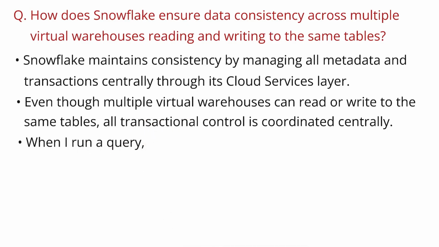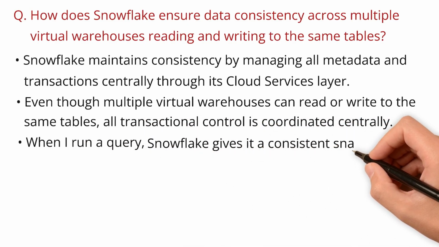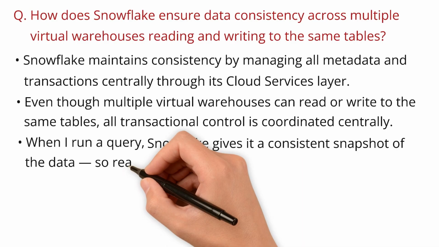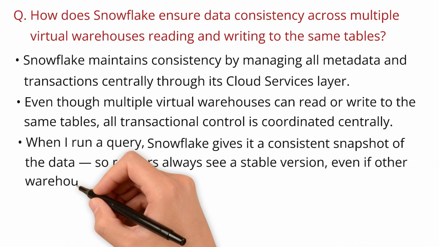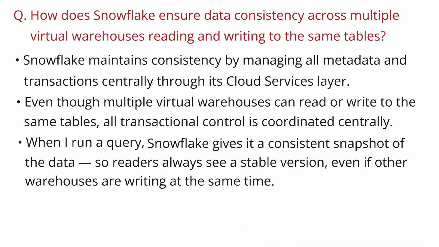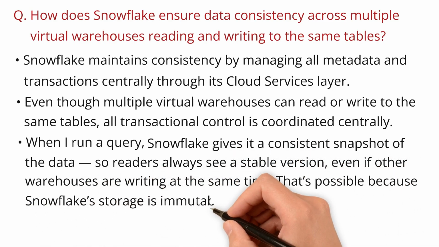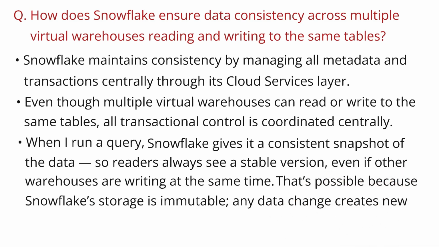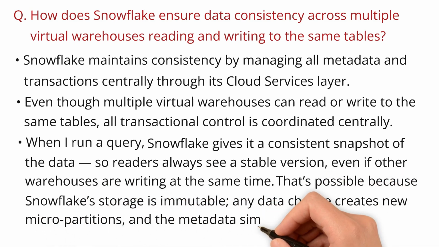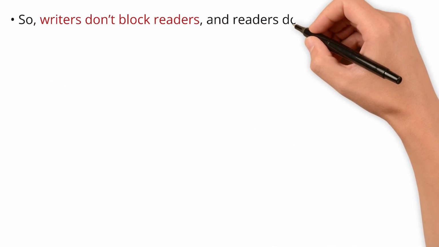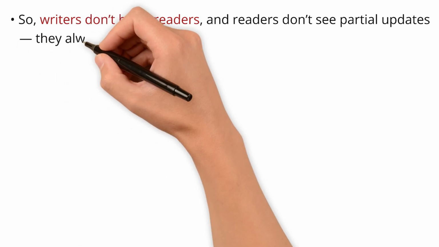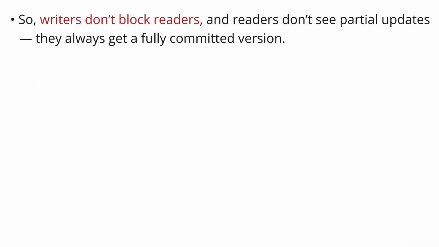When I run a query, Snowflake gives it a consistent snapshot of the data. So, readers always see a stable version even if other warehouses are writing at the same time. That's possible because Snowflake storage is immutable. Any data change creates new micropartitions and the metadata simply points to the latest valid version. So writers don't block readers and readers don't see partial updates. They always get a fully committed version.